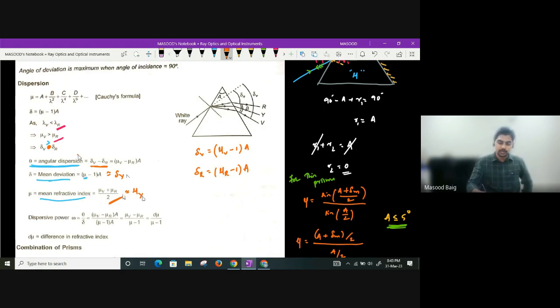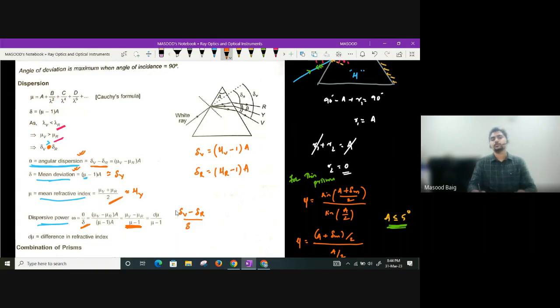The ratio of angular dispersion to mean deviation is called our dispersive power, given by theta by delta, which can be taken as (mu V minus mu R) divided by (mu minus 1). You can write theta by delta directly. Or you can write it as (delta V minus delta R) divided by delta. This delta is approximately taken as deviation in yellow light, guys. So four formulas are important in dispersion.